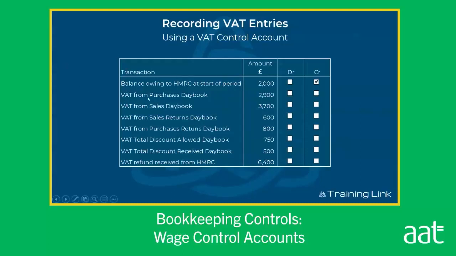So if we've got VAT from the purchase day book, that reduces our liability, and therefore it's going to get a debit entry. Now the VAT from the sales day book, this is where we have collected VAT in on behalf of the government, so it increases our liability as a business to pay that VAT over to HMRC. If it's increasing the liability, it therefore gets a credit entry.